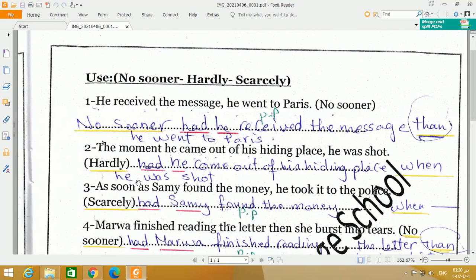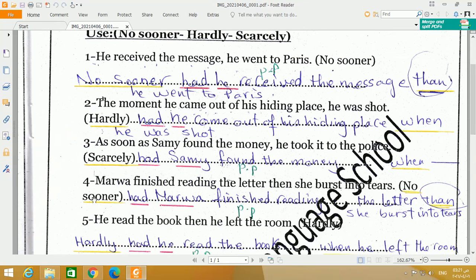Number three, scarcely. The same meaning as hardly and no sooner. Scarcely had Sammy found the money when he took it to the police. When plus the second sentence, he took it to the police. When plus past simple. As soon as Sammy found the money, he took it to the police. Scarcely had Sammy found, the subject or the person in the middle between had and past participle, the money when he took it to the police.